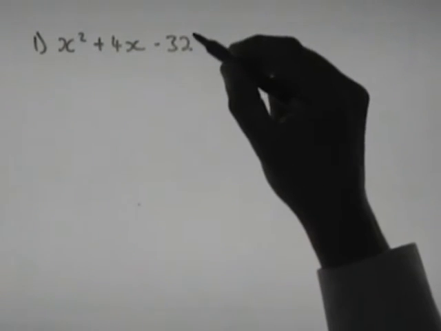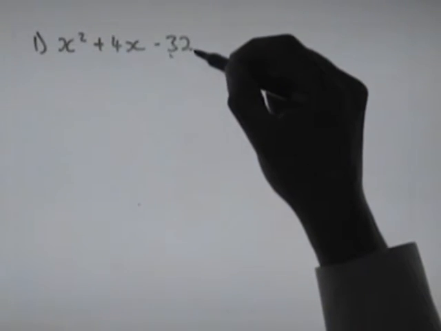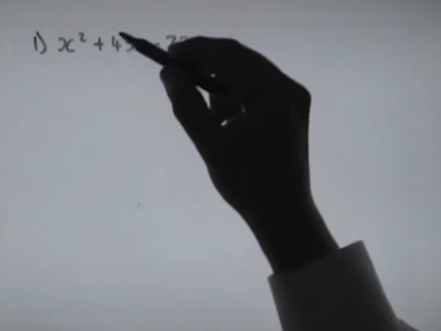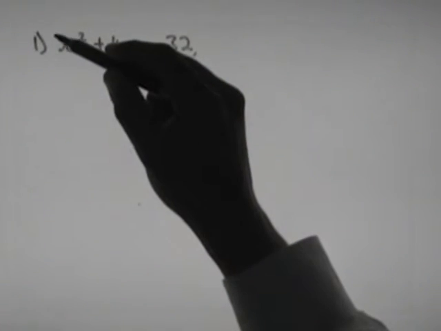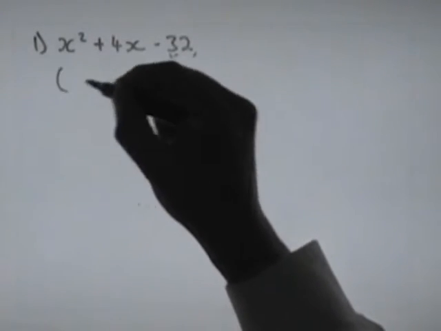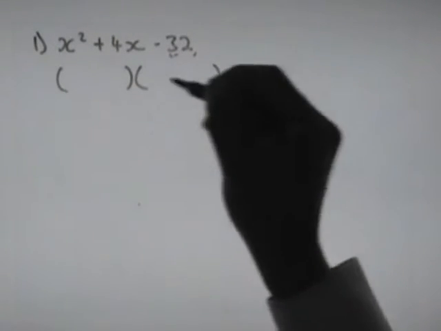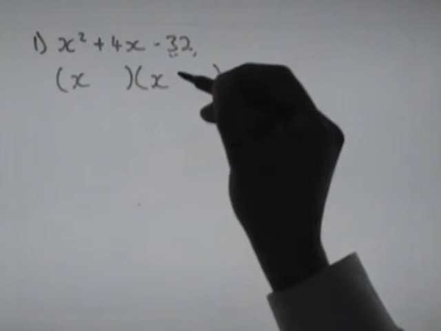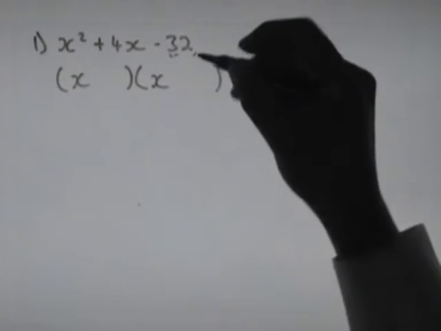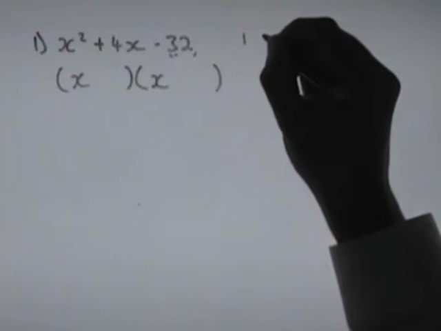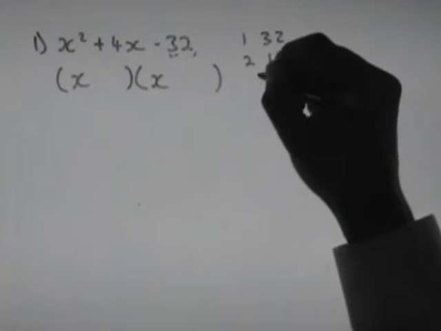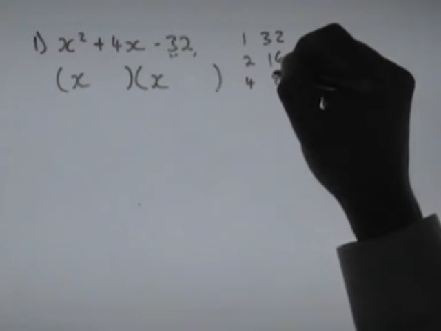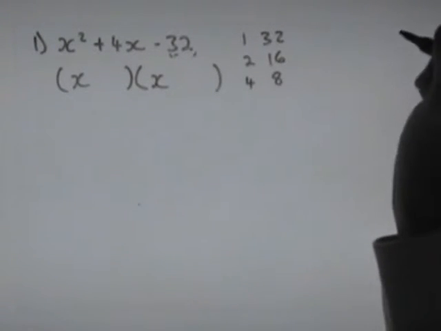The way we're going to do that is we are going to look at our 32 and we are going to break it down into its factors that added together or subtracted will give us positive 4. Because there's a 1 here, the factors of x squared are just going to be x multiplied by x. What are the factors of 32? 1 times 32, 2 times 16, 4 times 8, and then 8 times 4, which is the same as 4 times 8.